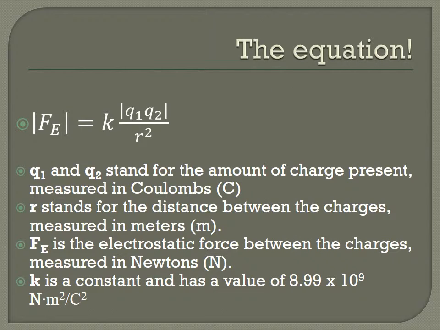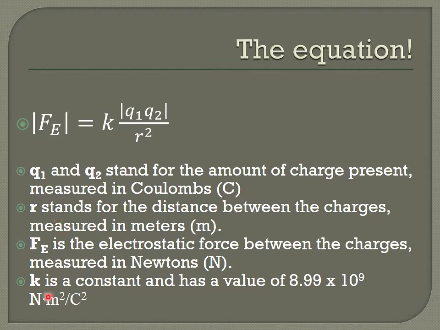So here's the equation. The electrostatic force, that's what that E stands for, equals K times Q1 times Q2 divided by R squared. And the Q's stand for the charges, measured in coulombs, which the letter for which is C. That R in the denominator is the distance, not the radius, the distance between the charges, measured in meters. Fe is the electrostatic force, and like all forces, it's measured in newtons.